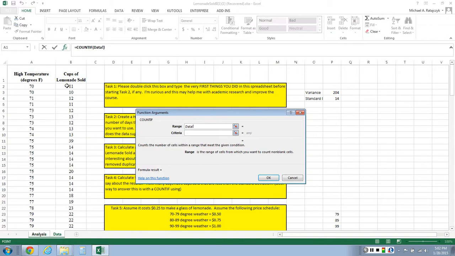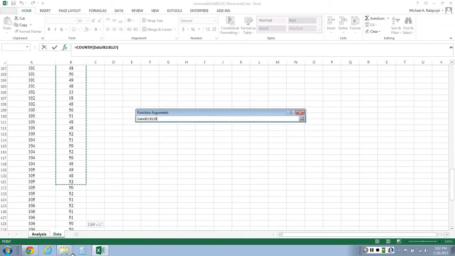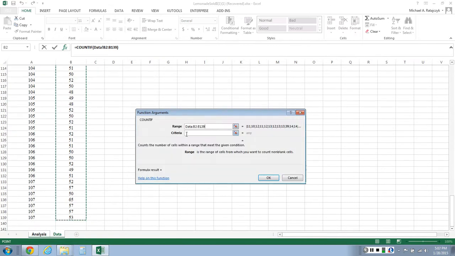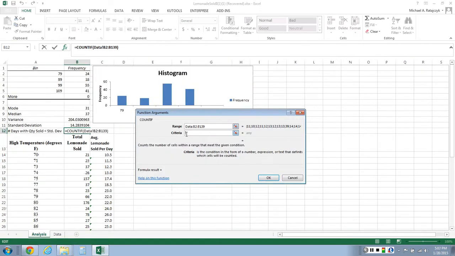But again, we're going to grab these lemonade cups sold. And we're going to click criteria. Now that you told me where to look, what do you want me to look for? Historically, we have just clicked on what we wanted to look at and have a reference, right?